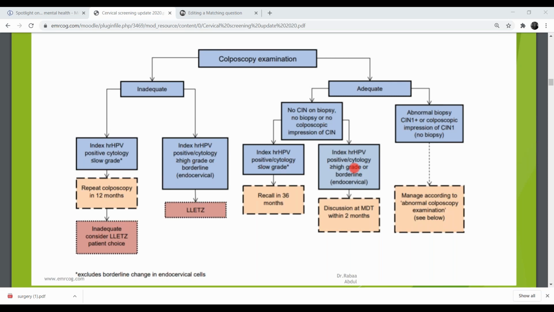Why? Just try to remind yourself like that: her result doesn't make sense. Her cytology was a high-grade lesion, or she had borderline endocervical cells with HPV positive. Colposcopy says nothing; an adequate colposcopy examination says we can see nothing. So this patient needs to be discussed at the MDT meeting within 2 months.